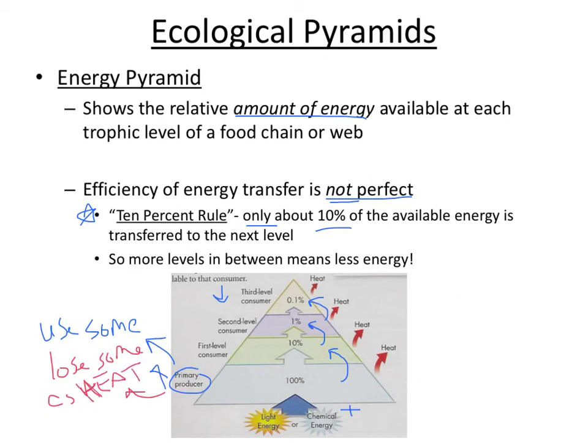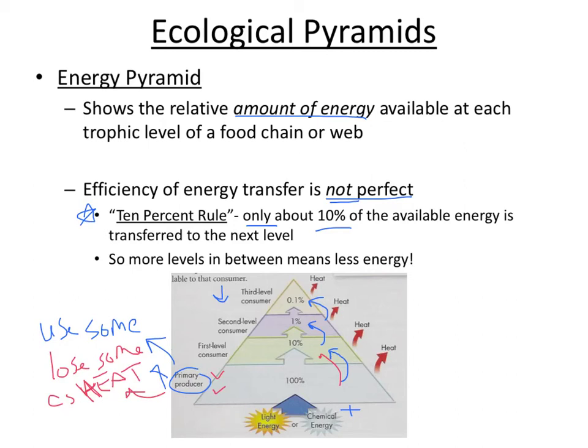Heat, right? Think about that. If you feel yourself, you are warm. If you breathe out, it is warm. And that's heat energy that you lose all the time. So when the plants are finished using some of their energy, losing some of their energy as heat, they give what's left to the next level, which is only about 10%.